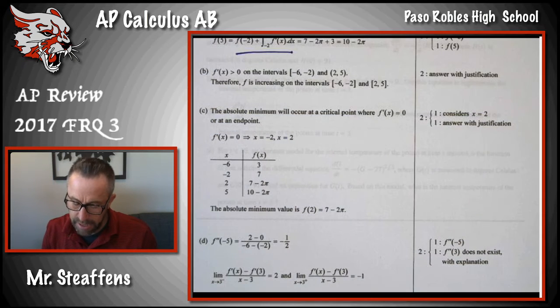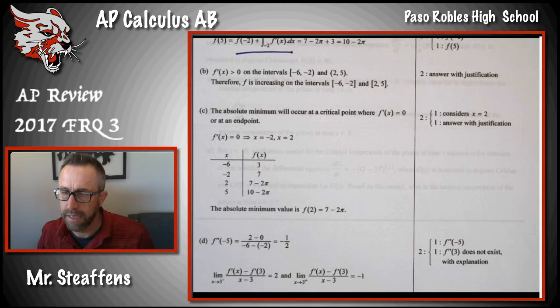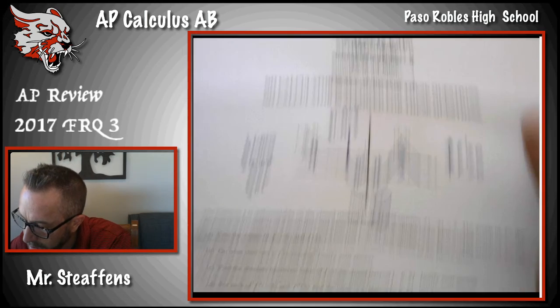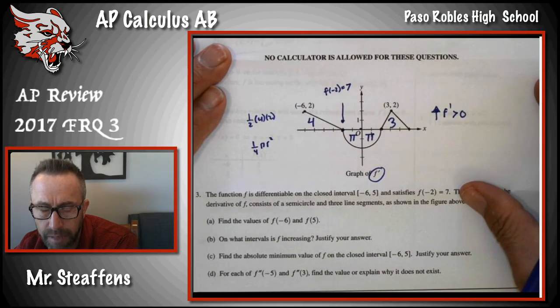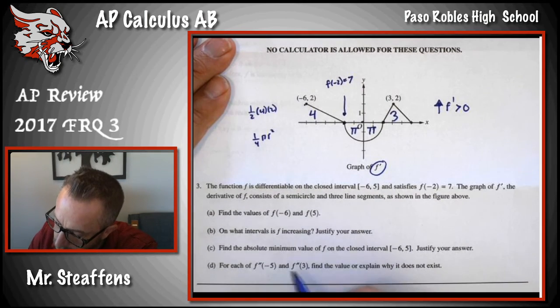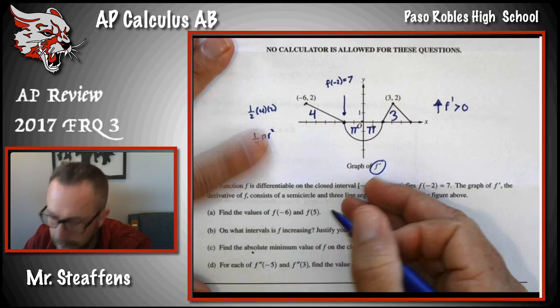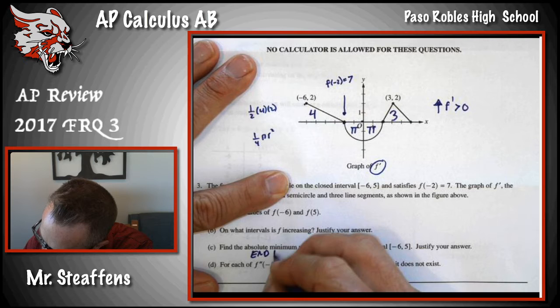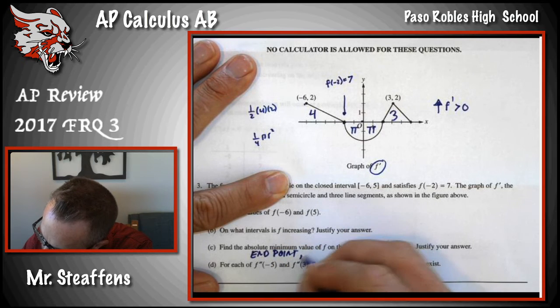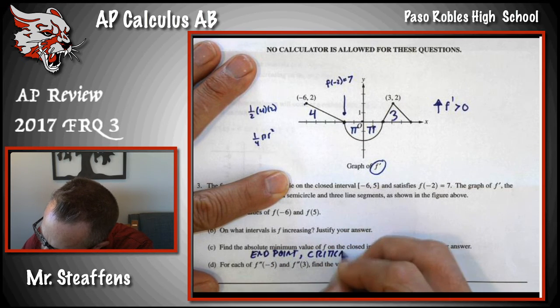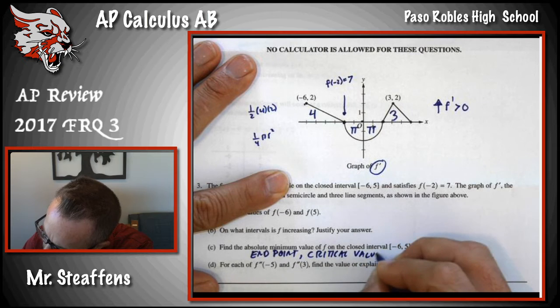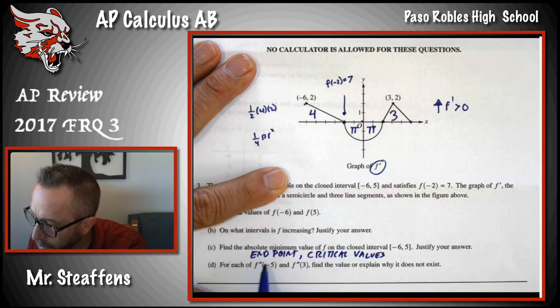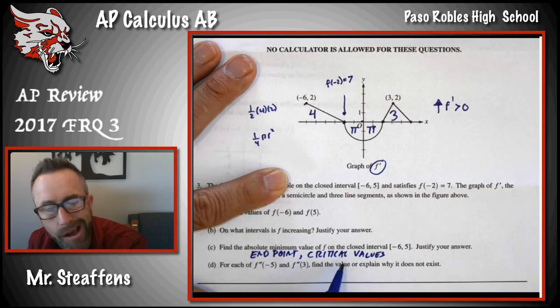All right, part C. Part C is going to ask us for absolute minimums or absolute maximums. So remember, for absolute minimums or absolute maximums, we have to check endpoints, and we have to check critical values. So if we have a table that has all the endpoints and all the critical values, all we have to do is plug it in.